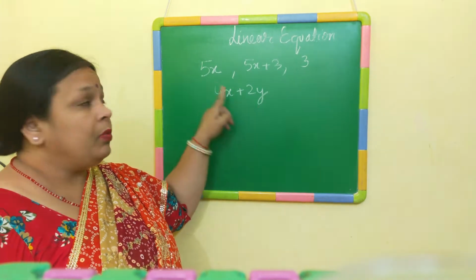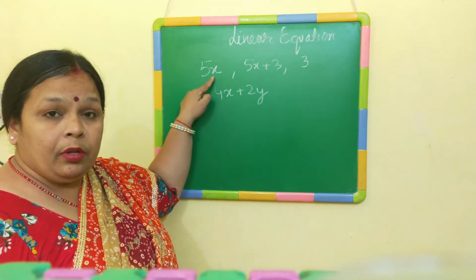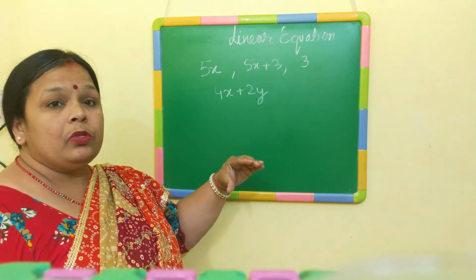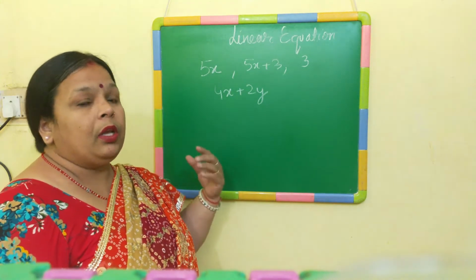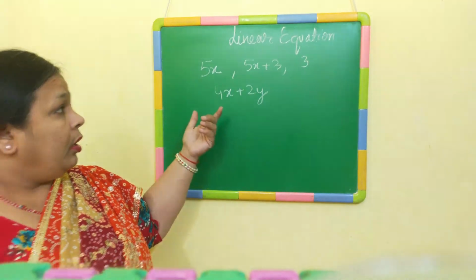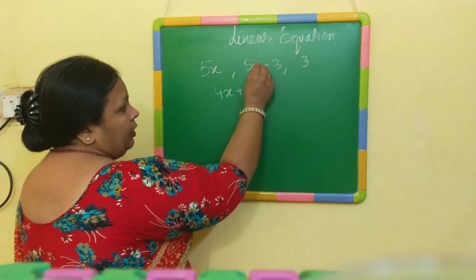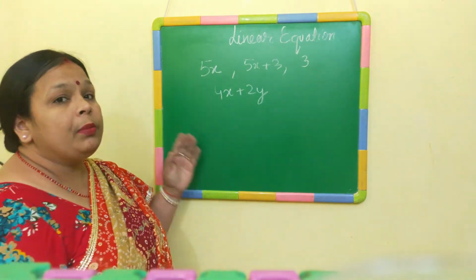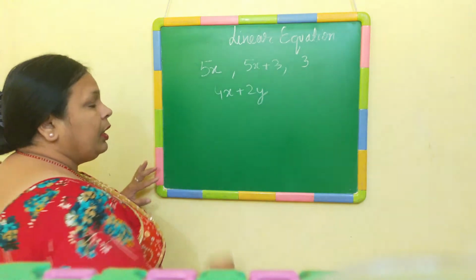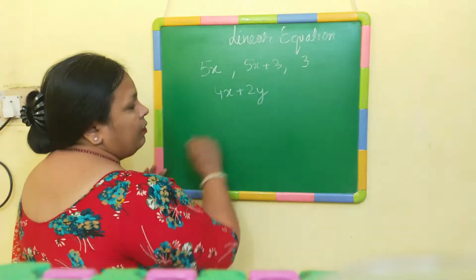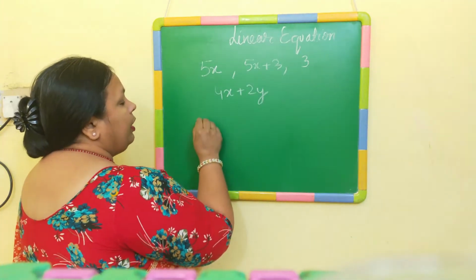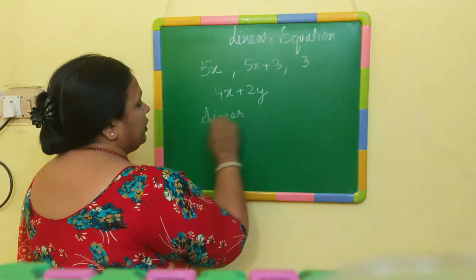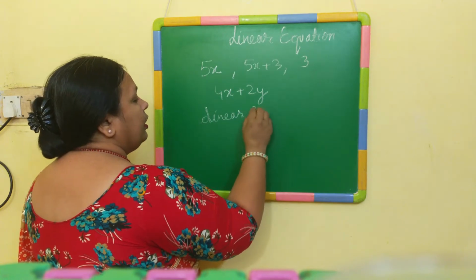What are variables? Variables are alphabetical letters used to express values which can vary as per the requirement. Now, we can see that the variables have no power. When the variables have no power, then whether it is a single variable or a double variable, we say that it is a linear one. That's a linear expression.